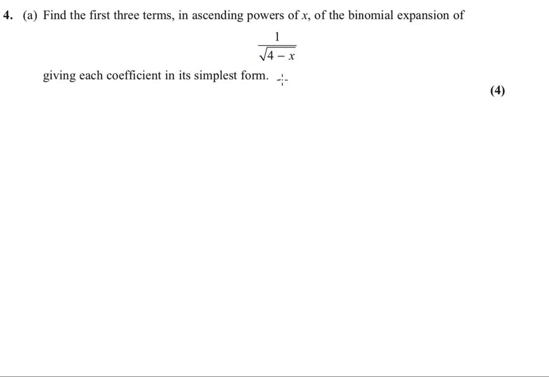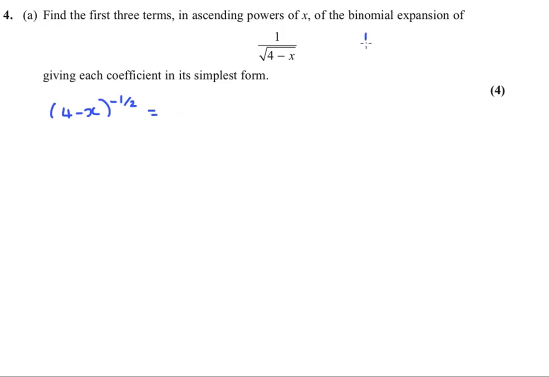Towards the binomial expansions question, we need to make this be written in the form so that it's got a negative, and in this case fractional as well, power. A root is going to be a power of a half, and it's on the bottom of a fraction, so that's going to be 4 minus x to the minus a half. And we want the first three terms.